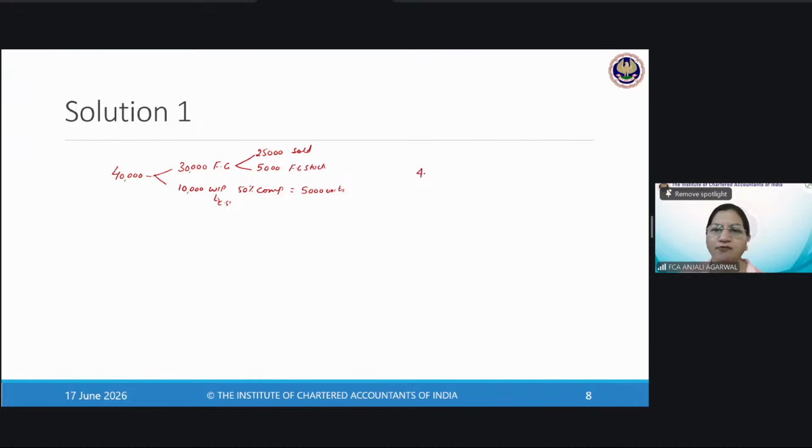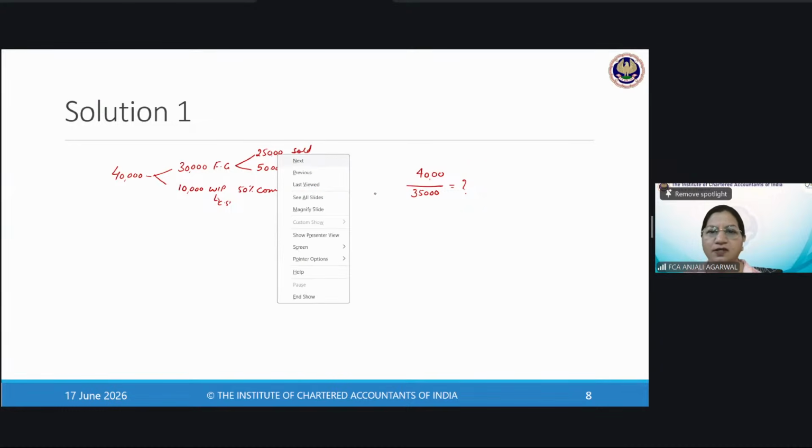So first we will divide the 4,000 under absorbed normal expenses between these 35,000 units. This will give us the rate, and whatever it comes out to be, that multiplied by 25,000 will go to cost of goods sold, that multiplied by 5,000 will go to finished goods stock, and that multiplied by 5,000 will go to work in progress stock. Okay.